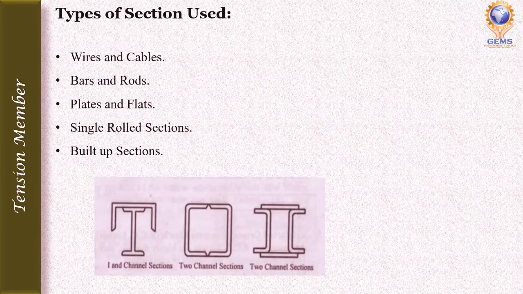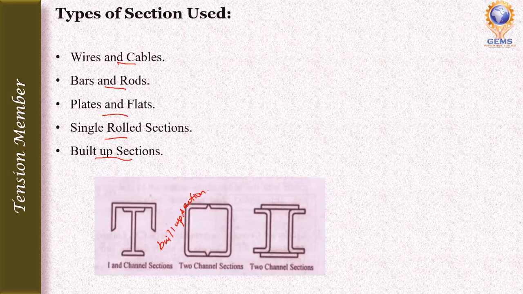Next, what are the types of sections used in tension members? One is wires and cables, bars and rods, plates and flats, steel rolled sections, and built up sections. This figure shows the built up sections.